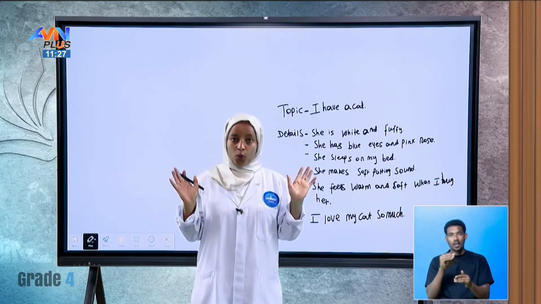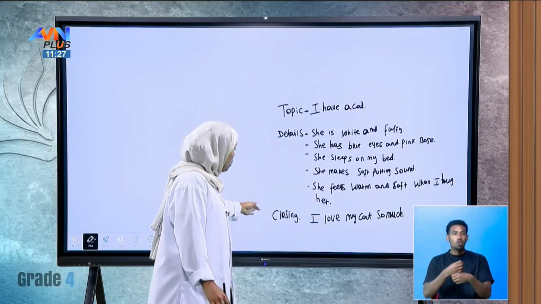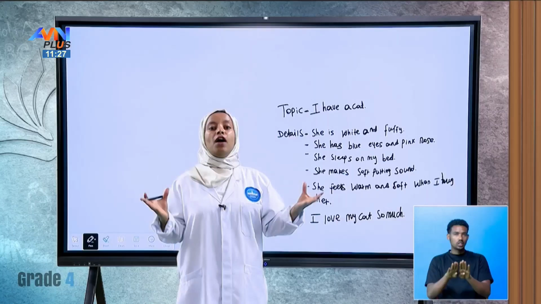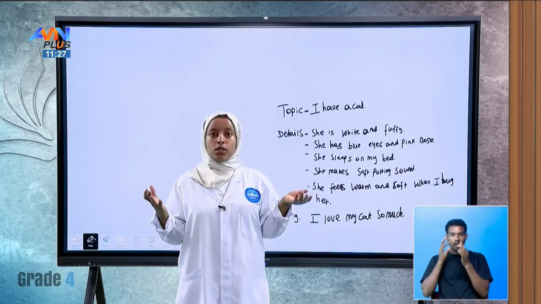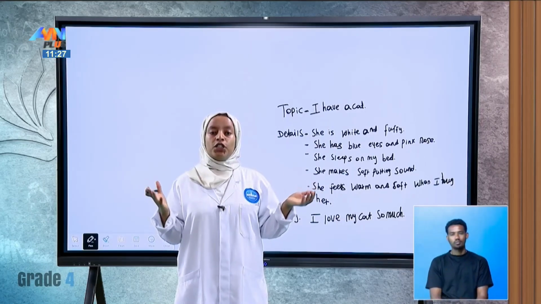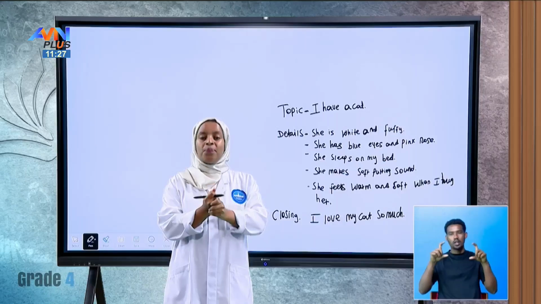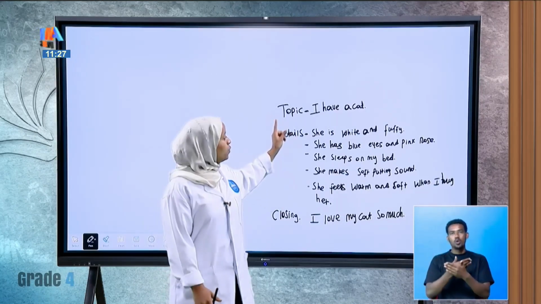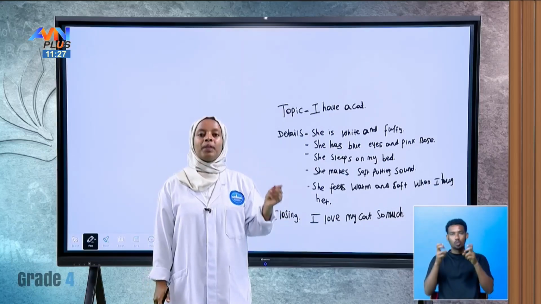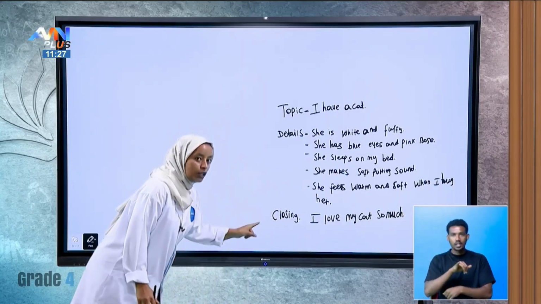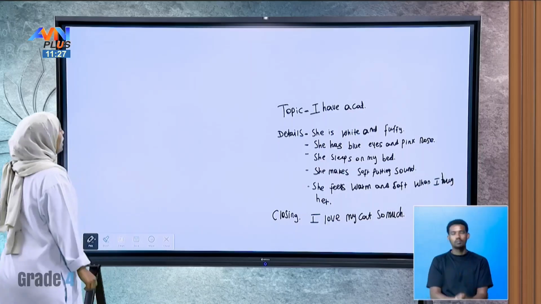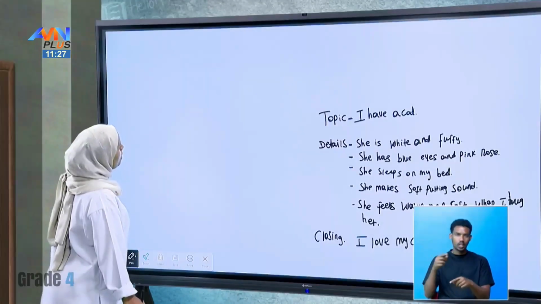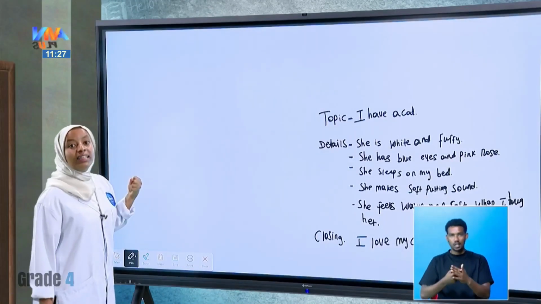And when we come to the conclusion and the closing, I love my cat so much. This is the closing, the conclusion of the paragraph. Students, let us start by writing a new paragraph by using topic sentence, details, and also closing. Let us start. You can start with the title.